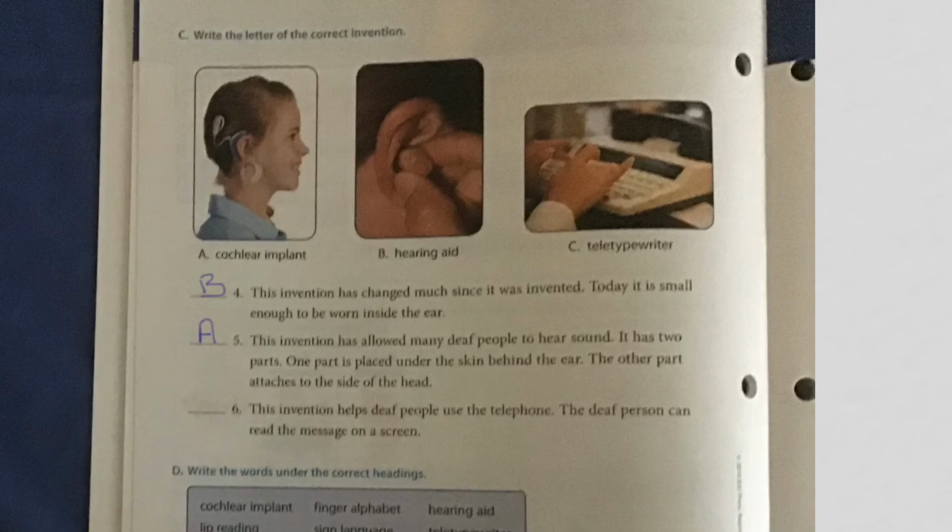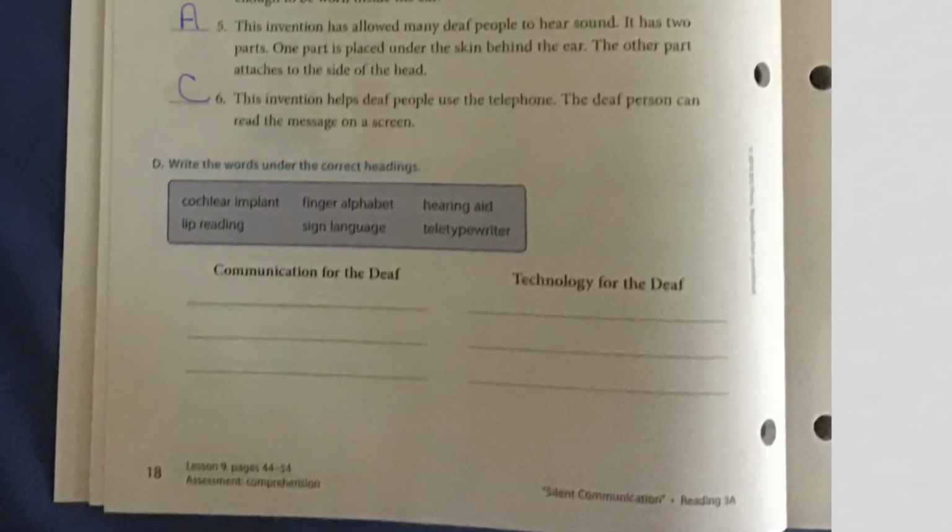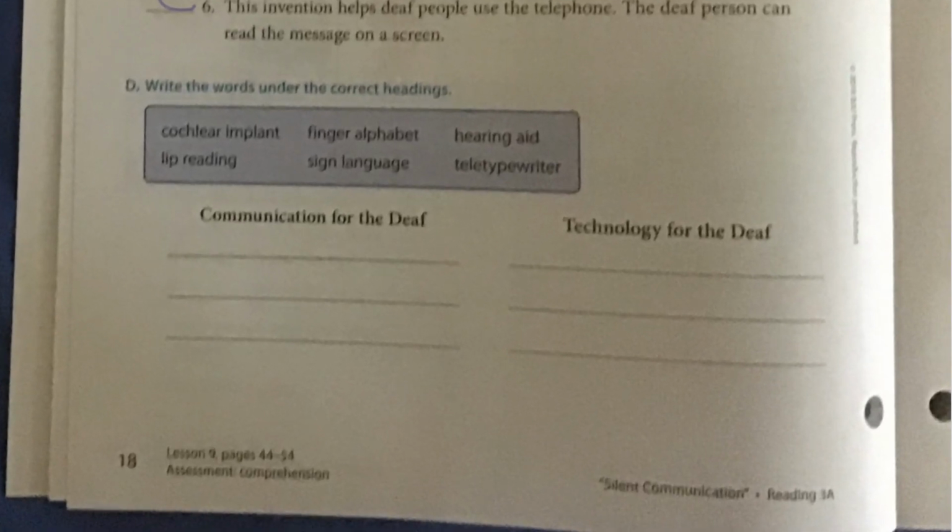And number 6, obviously we've used this one and this one, so C would be our answer, but I'm going to read it anyway. This invention helps deaf people use the telephone. The deaf person can read the messages on a screen. Okay, I'm going to move up and zoom into our bottom part here.